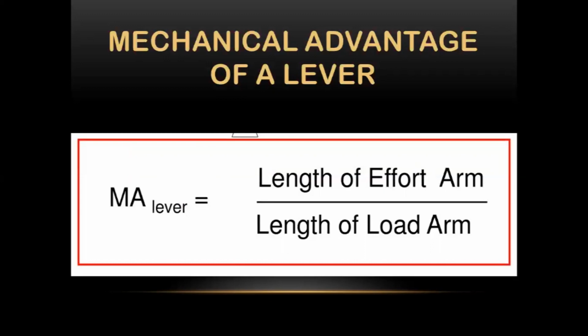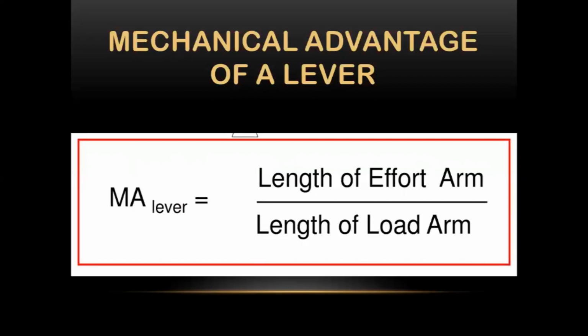Earlier, what did we learn for mechanical advantage? The formula for mechanical advantage is load by effort. Whereas here, in the case of a lever, the mechanical advantage is equal to the length of the effort arm divided by the length of the load arm. Your mechanical advantage is more like your efficiency. If your efficiency is 100%, then you call it an ideal machine. Similarly here, your mechanical advantage has to be at least 1. That is, you put some effort and you get an output. If your mechanical advantage is greater than 1, you call it a force multiplier.